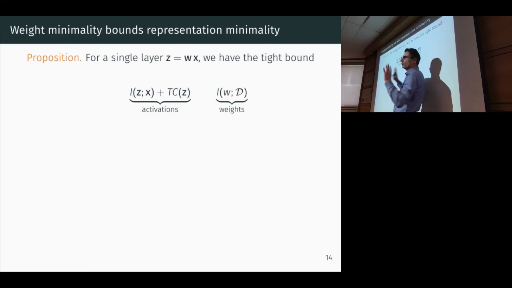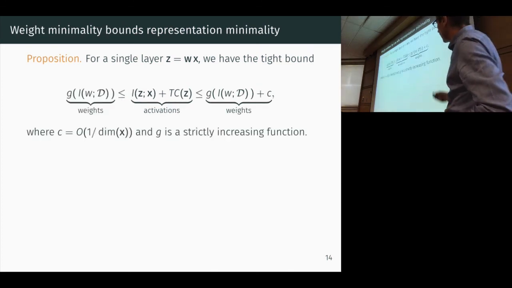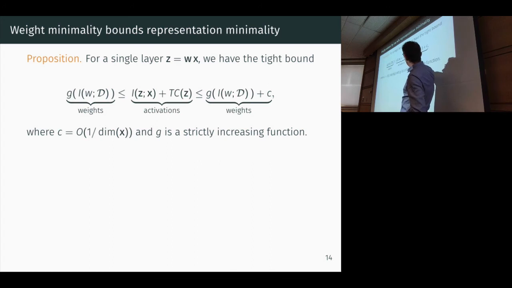So these two things lead into a completely different world. Function of past data, function of future data. There's no connection between the two. The question is, is there a connection for deep networks? And the answer is that there is. There is a function which is strictly increasing so that the information in the weights bounds the sum of the minimality, hence invariance, of the activations and total correlation. And for one layer, this is a tight bound. For multiple layers, it cannot be tight because you don't know where information is lost in the layers, but nevertheless there is a more complicated bound.